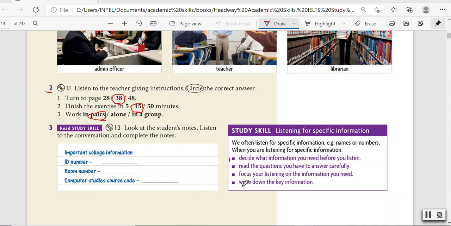Focus your listening on the information you need and write down the key information. For example, while you are hearing something, write down the key information.